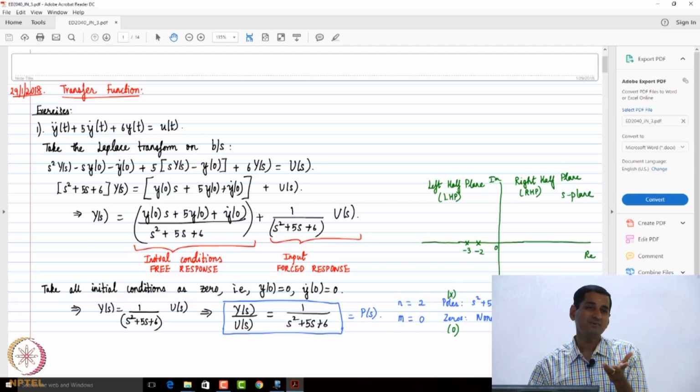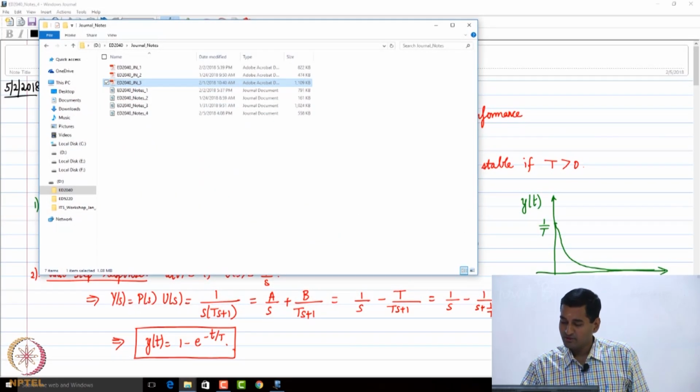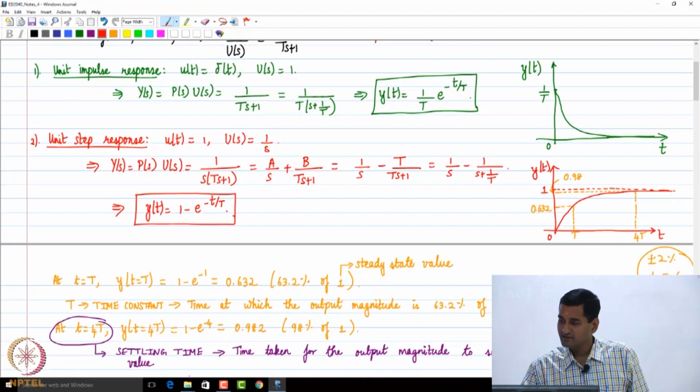Okay, so that is why we are more interested in forced response in this particular course, and that also has to do with the notion of stability that we looked at, which was bounded input, bounded output stability. Okay, so that was one more point, right?